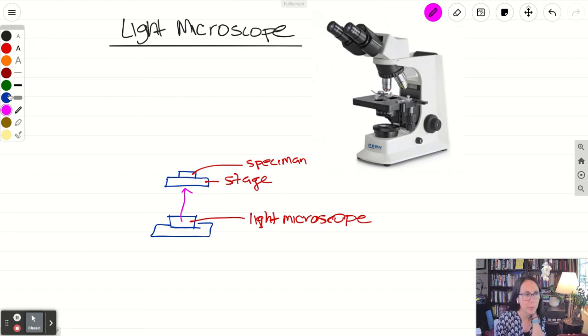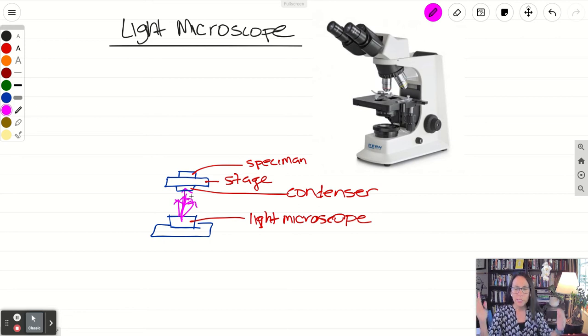Okay, another thing that I want to point out is underneath the stage, there is what is called a condenser. Okay, so this is called a light condenser. And so what happens is you have all this light, and usually it's kind of scattered light. Okay, so it's going in all different directions. So I'm just going to put arrows here. And the condenser will narrow the light so that it's in one straight beam. Okay, and that's important so that you can see your specimen better. So there's a condenser on the bottom here that's going to narrow the light, and then you can see what you're looking at.